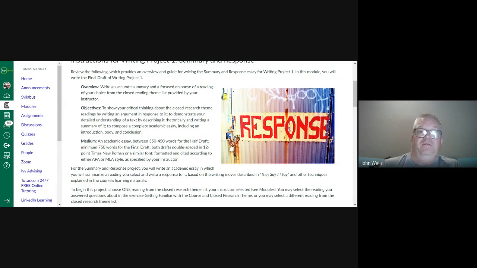Some other things to think of. Don't forget style, right? You've got to have that style, either APA or MLA style, either one. Some of the half drafts have that, some of them did not. So you want to make sure that you get that. It's cleaned up. There's a lot of resources for you to know how to do that style.